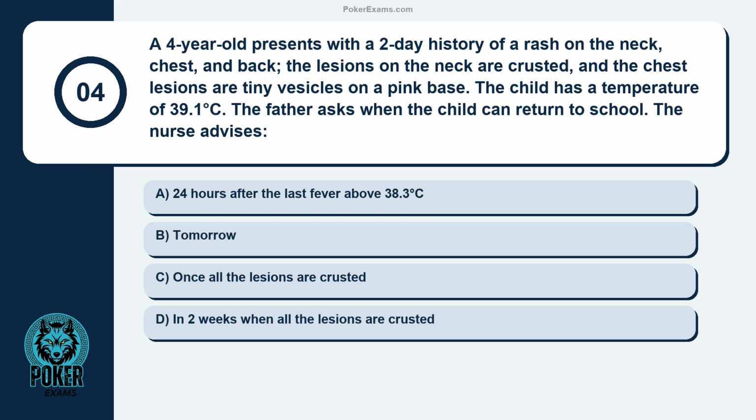Tomorrow, once all the lesions are crusted. In 2 weeks, when all the lesions are crusted.